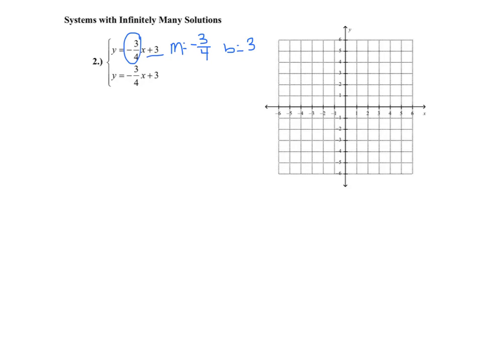So now let's graph that. We're going to go up 3, and it's a negative slope, so we're going to rise 1, 2, 3, and go to the left 1, 2, 3, 4.